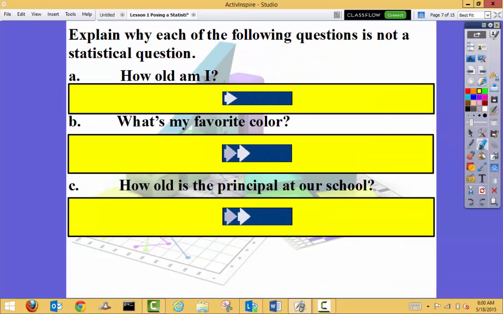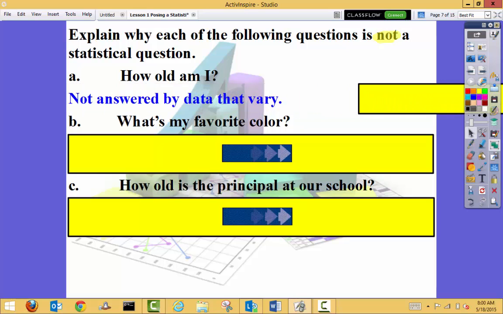Okay, this one's a little bit different. Explain why each of the following questions is not a statistical question. So why is it not a statistics question? How old am I? Well, my answer doesn't vary. I'm only 17 years old. And if you ask me tomorrow, I'm still 17 years old. Or you might say, well, I'm only 21 years old. That number's not changing.